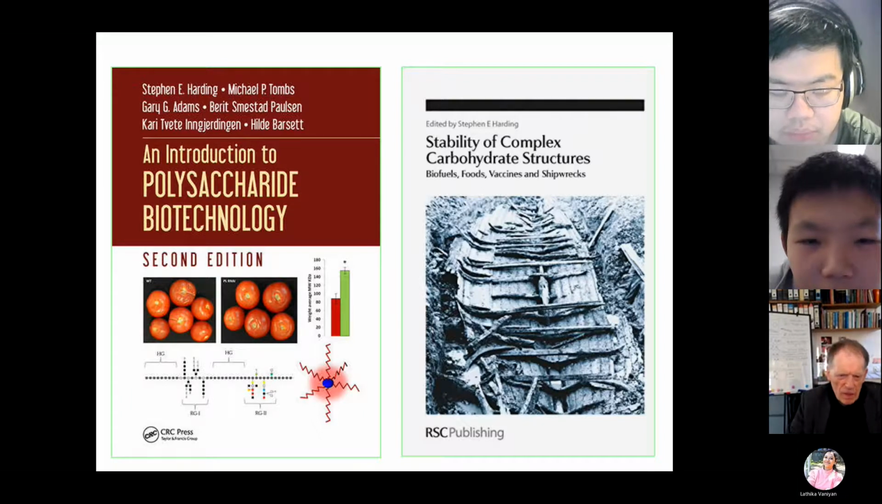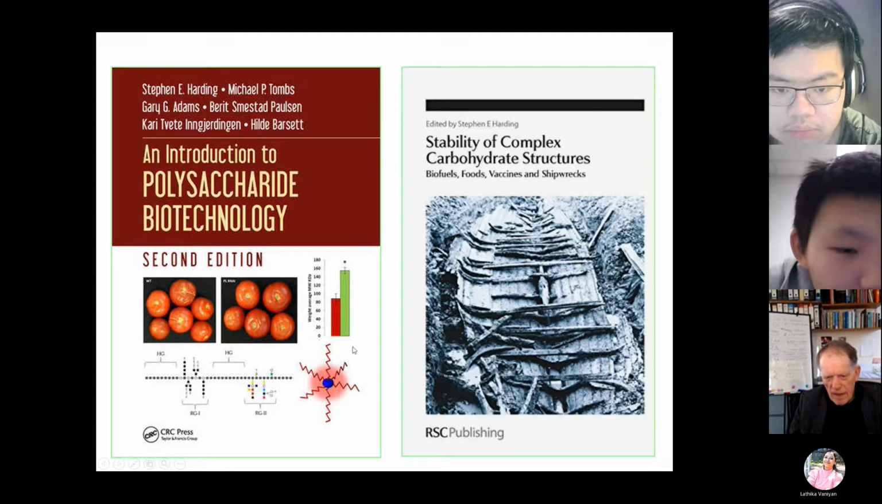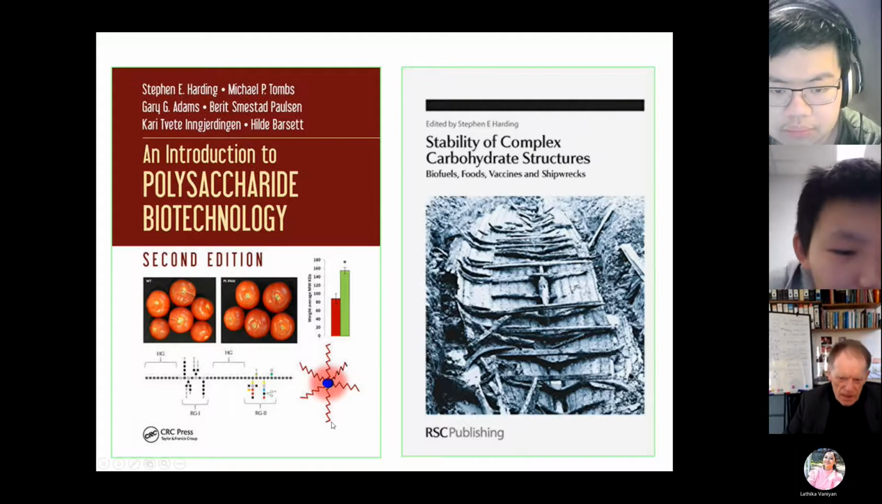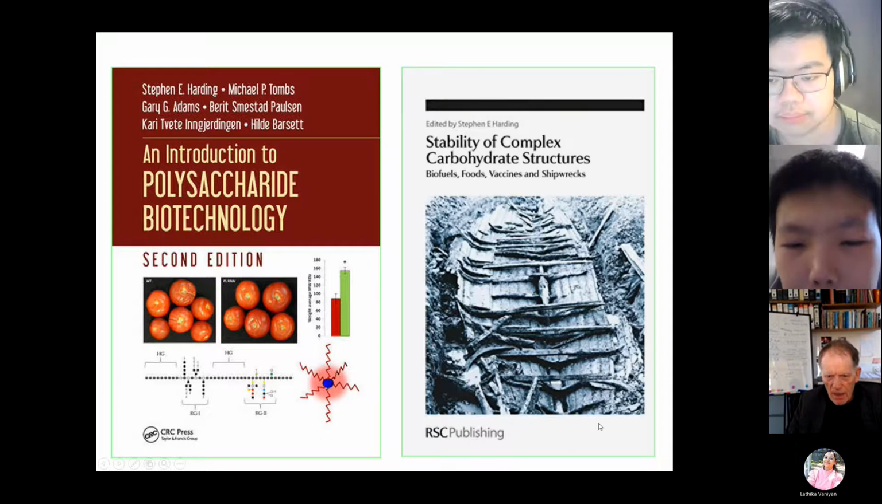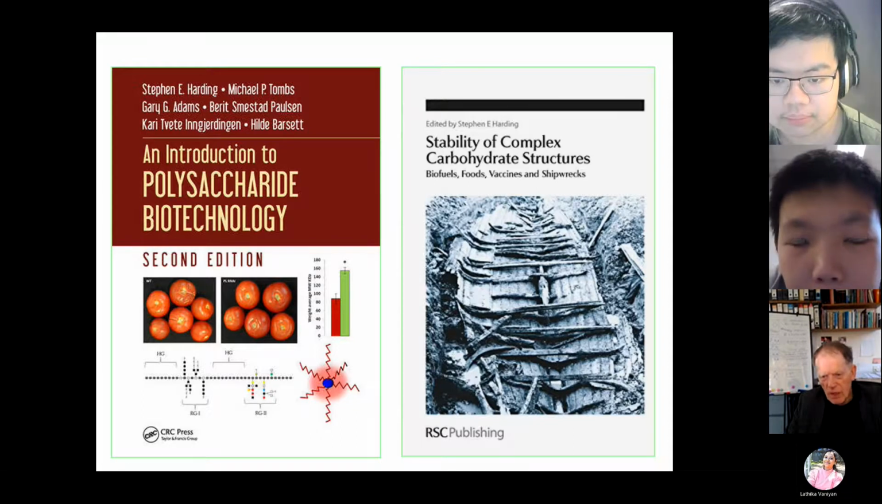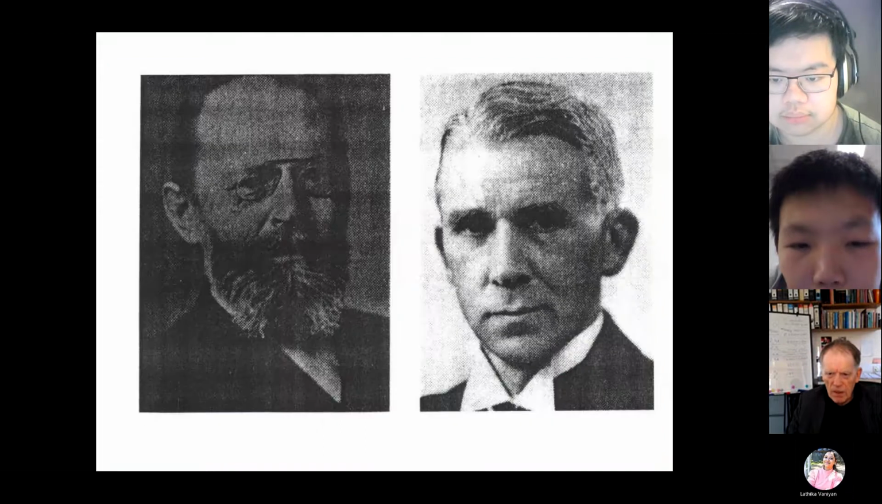It introduces polysaccharides and describes many of the wonderful applications of these types of molecules, including drug therapy and glycoconjugate vaccines against serious disease like meningitis. And then there's this other book which came from the Royal Society of Chemistry meeting on the stability of complex carbohydrate structures. I can recommend these books, particularly if you go on to further research into these types of molecules.